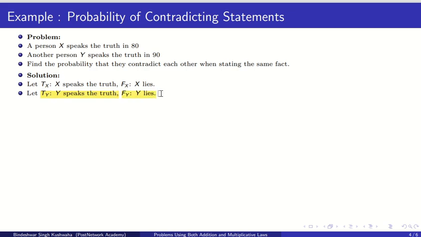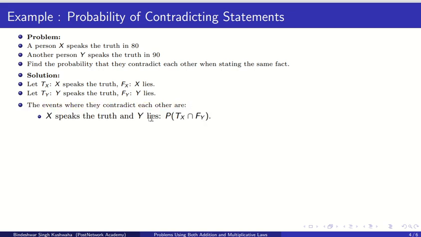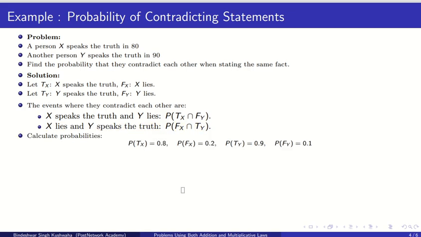FY that Y lies. Now the events where they contradict each other are here. X speaks the truth and Y lies, so TX intersection FY. X lies and Y speaks the truth, so FX intersection TY. Now calculate the probabilities.